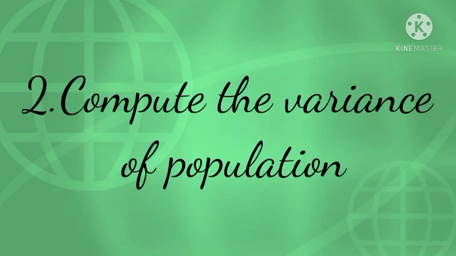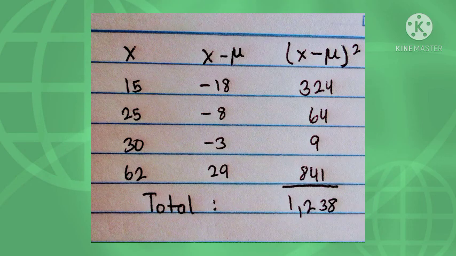Second step is compute the variance of the population. In this table, we just need to put under x the weight or element of our participants. To determine the answer in the second row of the table, we just need to subtract the mean of the population from our elements. Our mean of the population is 33. So 15 minus 33 is negative 18. 25 minus 33 is equal to negative 8. 30 minus 33 is equal to negative 3. And last, 62 minus 33 is equal to 29.